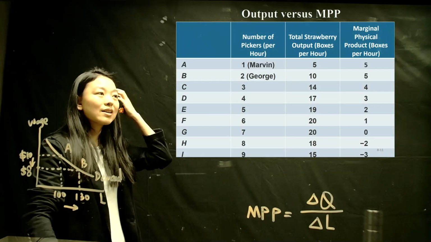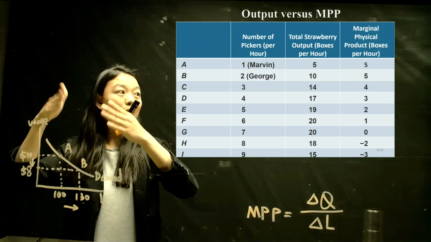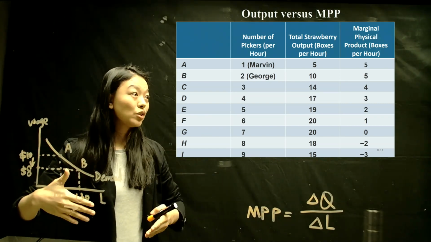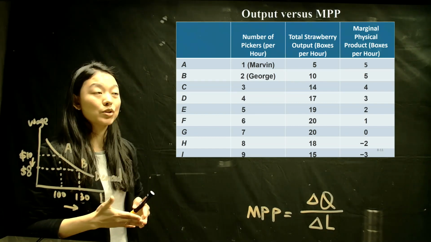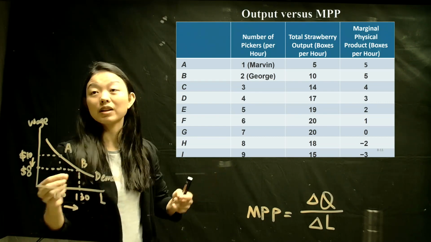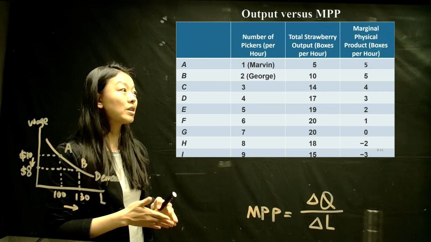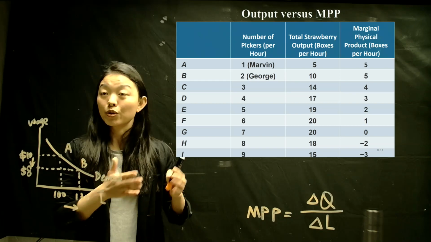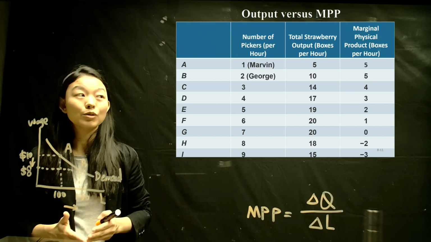So this is another example from the table. The first column shows the different combinations from A to I. The second column shows the number of pickers being hired, who will pick strawberries. The third column shows the total strawberry output, and the last column shows the marginal physical product.